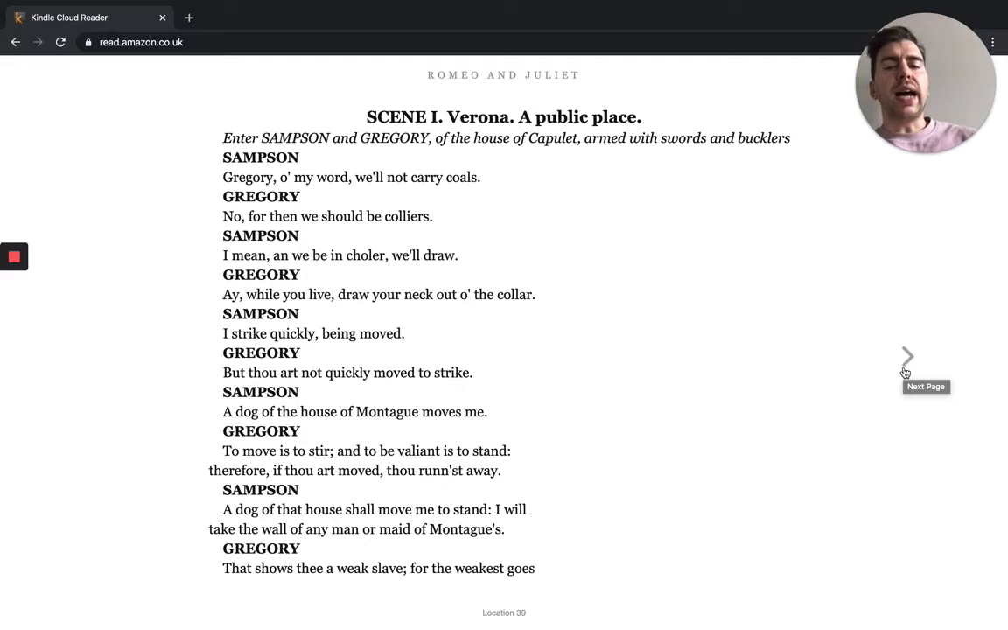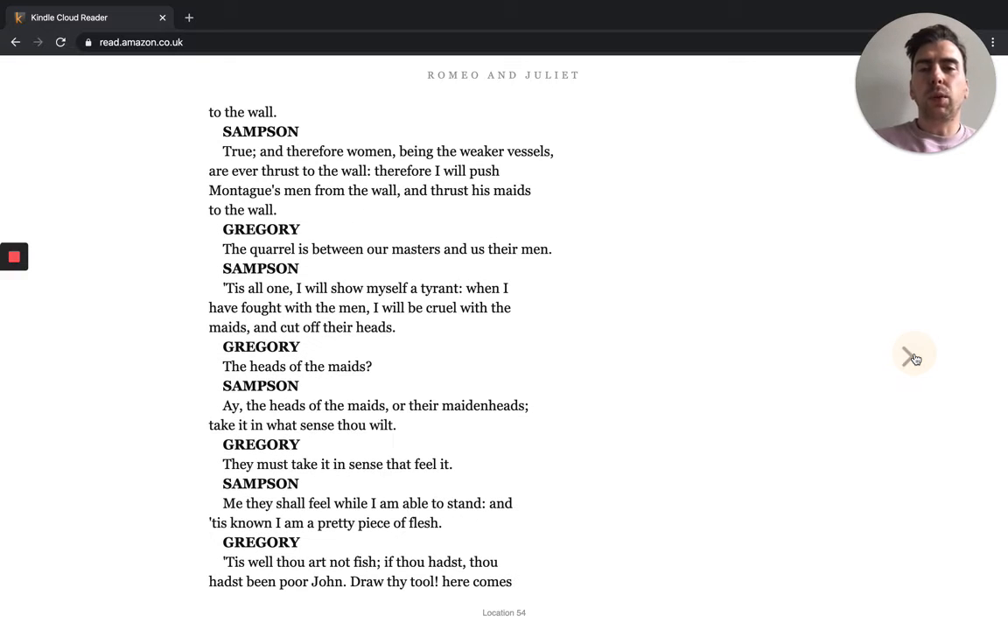"The dog of that house shall move me to stand. I will take the wall of any man or maid of Montague's." "That shows thee a weak slave, for the weakest goes to the wall." "True, and therefore women, being the weaker vessels, are ever thrust to the wall. Therefore I will push Montague's men from the wall, and thrust his maids to the wall."